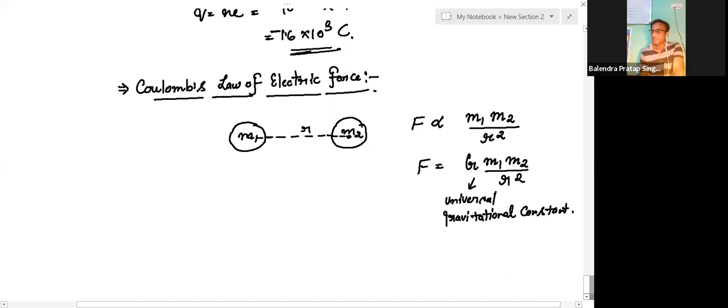If I compare this system to the system of charges, if I consider a charge q1 and another charge q2, and the distance from its center to its center is small r, then these two charges also experience some kind of force.